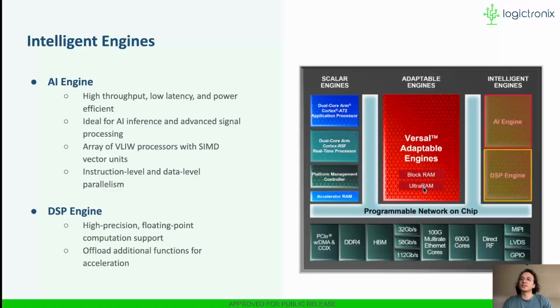Then we have another computing domain called the intelligent engine, which contains AI engines and DSP engines. AI engines are tailored for high throughput, low latency, and power-efficient vector workloads. The AI engine is an array of vector processors with SIMD vector units, and it has instruction and data level parallelism. AI engines are specifically targeted at machine learning workloads. The DSP engine is a newer architecture called DSP58 and has a lot more functionality. Both AI engine and DSP engines are complementary to each other.